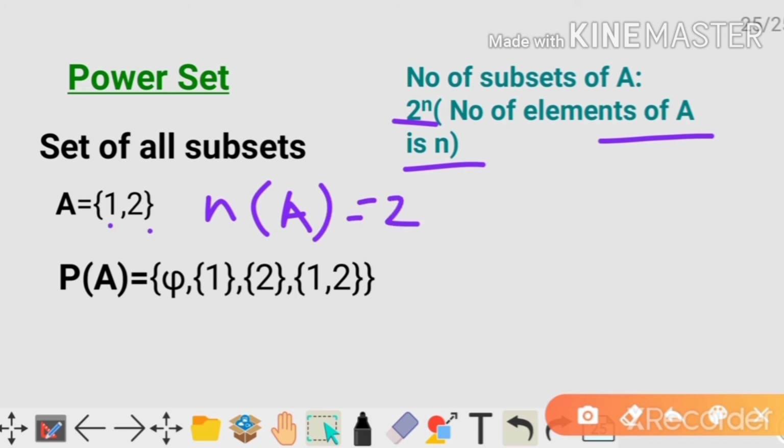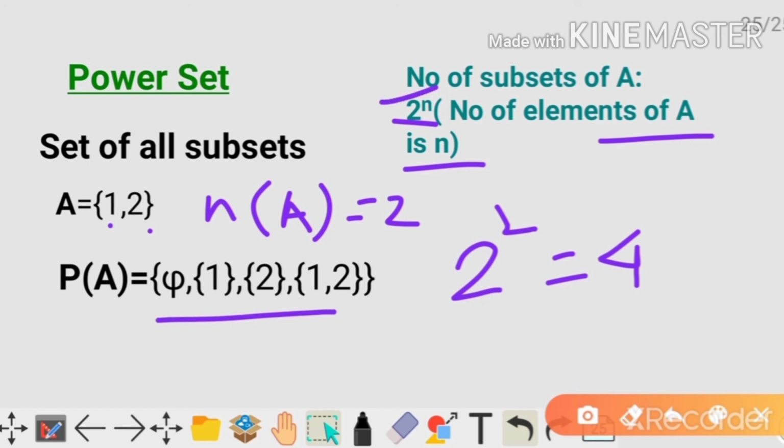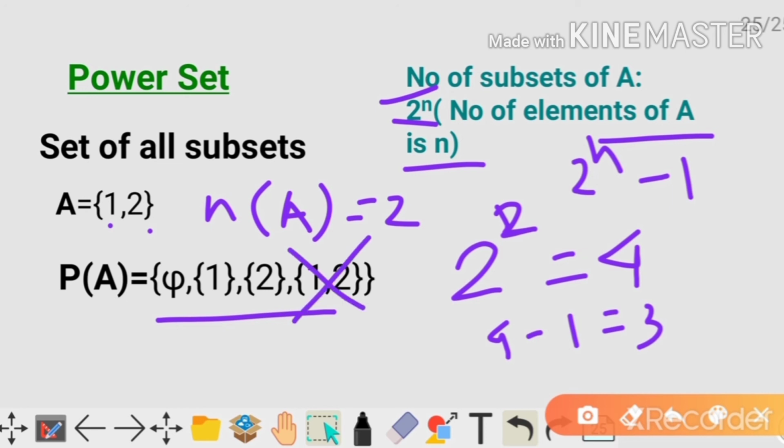So here the number of subsets will be 2 to the power 2, that means 4. Okay, so it satisfies the formula. Now one more thing, if I say number of proper subsets, then we will follow this formula: 2 to the power n minus 1. So here the number of proper subsets will be 4 minus 1 equals 3, because in that case we will eliminate the improper subset. So then the answer will be 3.